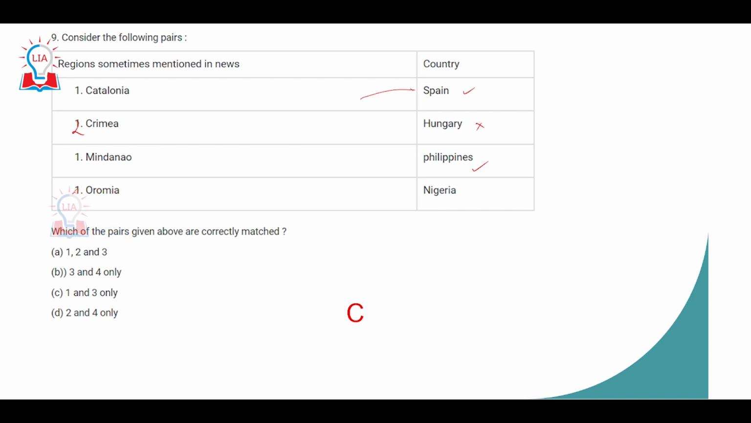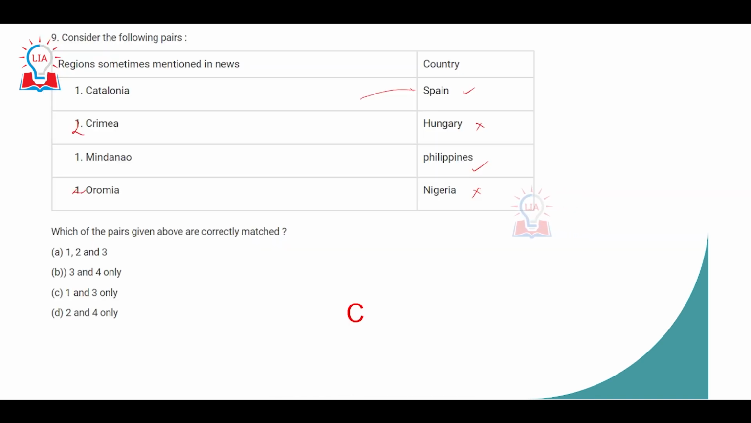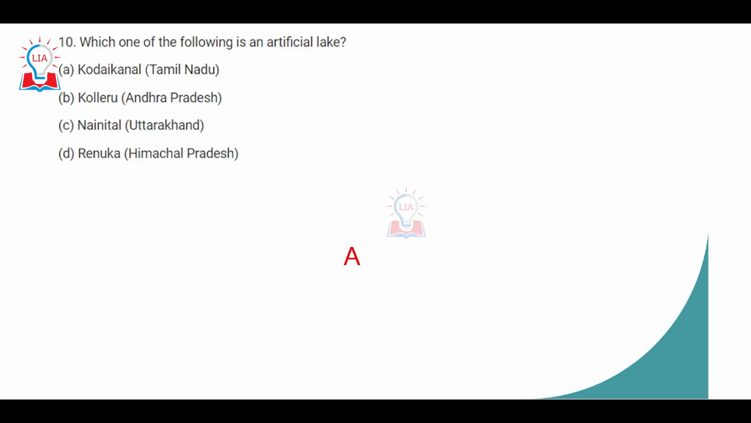The fourth region that is mentioned is Oromia in Nigeria. Now this is again an incorrect statement, because if you look at the map here, Oromia is a region situated in Ethiopia. Oromia also wants to secede and have a separate country from Ethiopia, and for a long period of time there has been a civil-war-like situation going on between the Ethiopian government and the Oromian guerrillas. So in this particular match, only the first and third statements are correct. So the correct option obviously will be C.